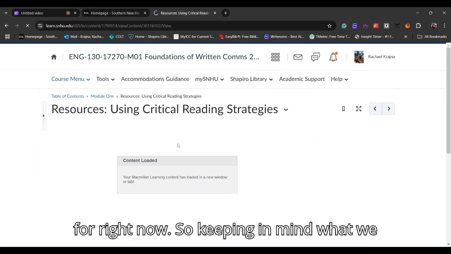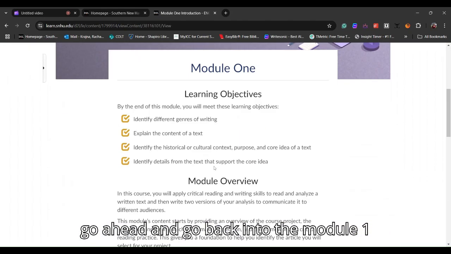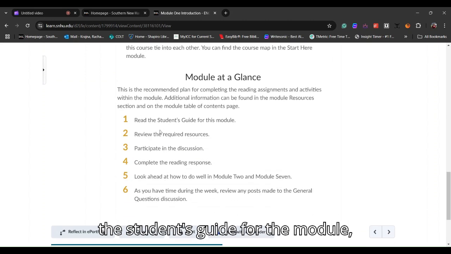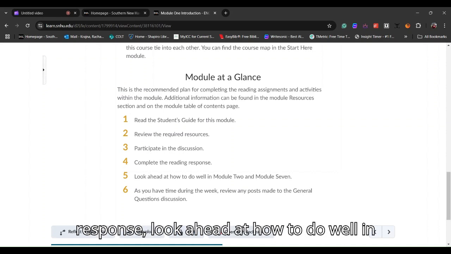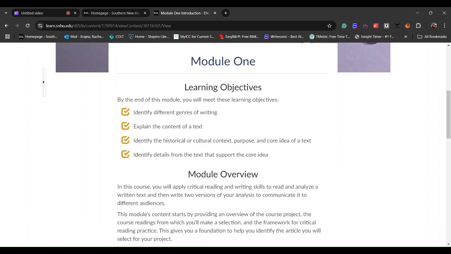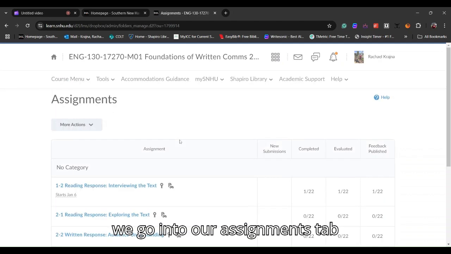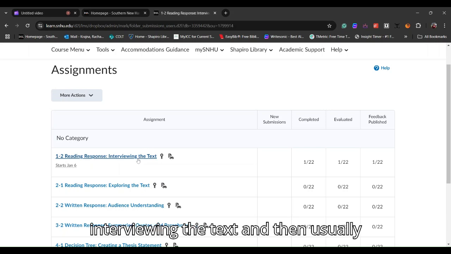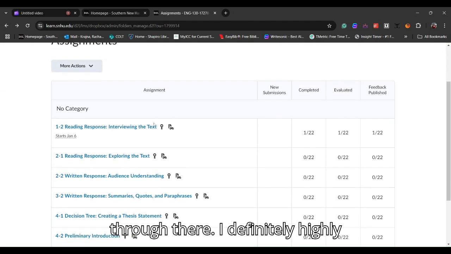So, keeping in mind what we need to complete for this week, I'll go back into the Module 1 introduction. Like I said, read the student's guide for the module, review the resources, participate in the discussion, complete the reading response, and look ahead at how to do well in Modules 2 and 7. To get into our assignments, we go into our assignments tab, and then the reading response, interviewing the text. And then that can be submitted through there.